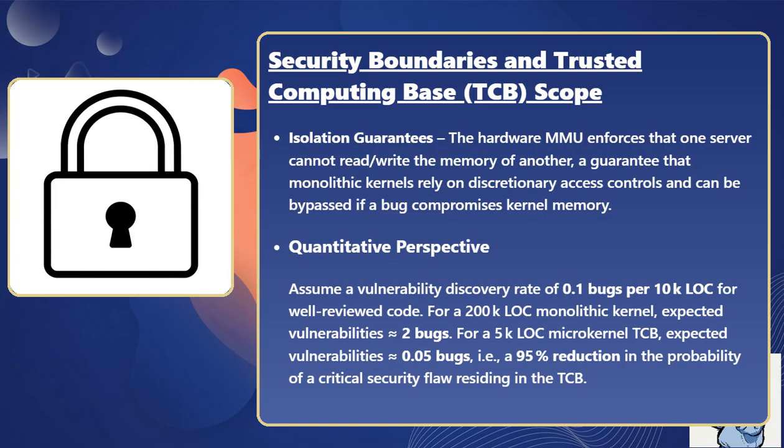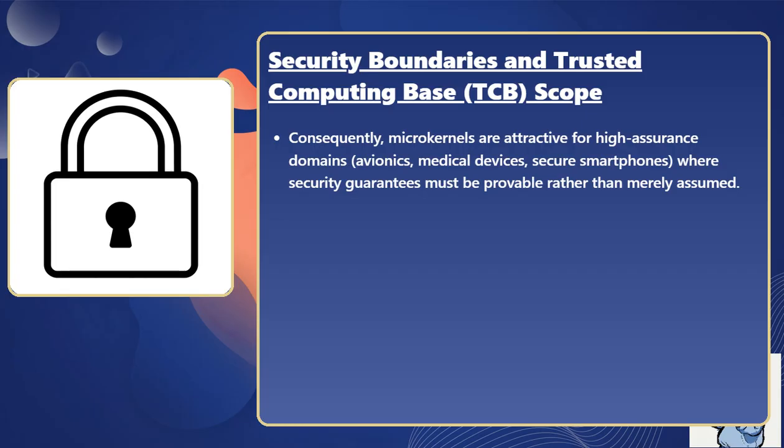Assume a vulnerability discovery rate of 0.1 bugs per 10,000 lines of code for well-reviewed code. For a 200,000 lines of code monolithic kernel, expected vulnerabilities are approximately 2 bugs. For a 5,000 lines of code microkernel TCB, expected vulnerabilities are approximately 0.05 bugs. That is a 95% reduction in the probability of a critical security flaw residing in the TCB. Consequently, microkernels are attractive for high-assurance domains, such as avionics, medical devices, and secure smartphones, where security guarantees must be provable rather than merely assumed.